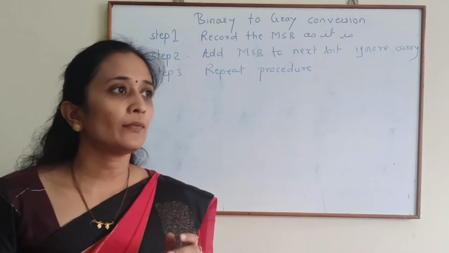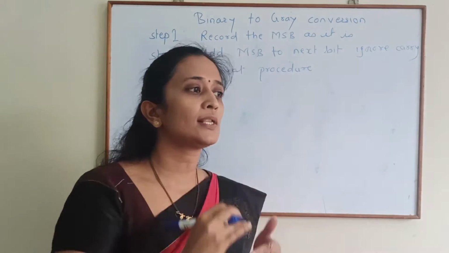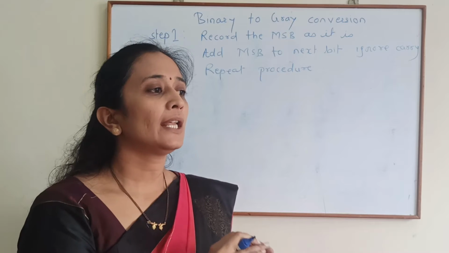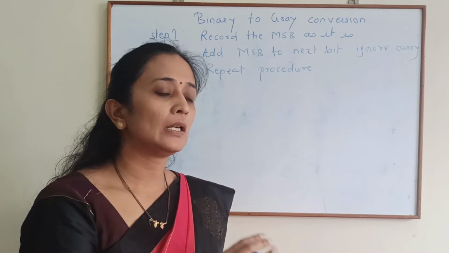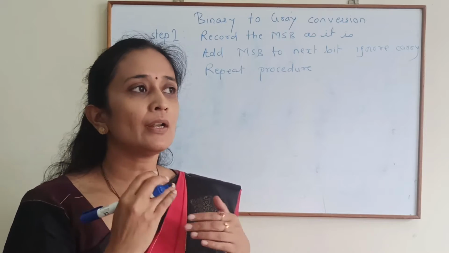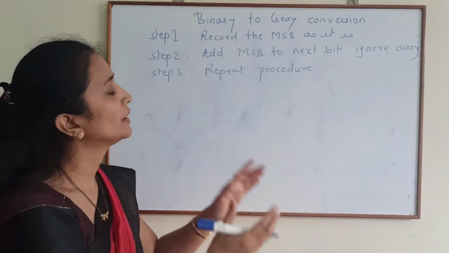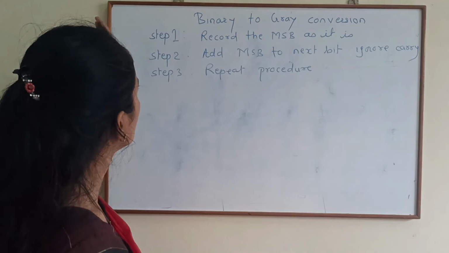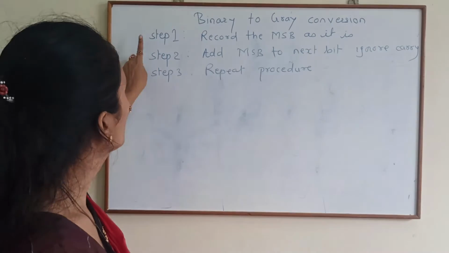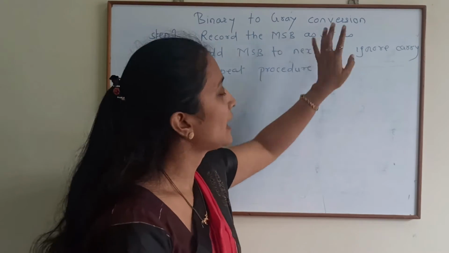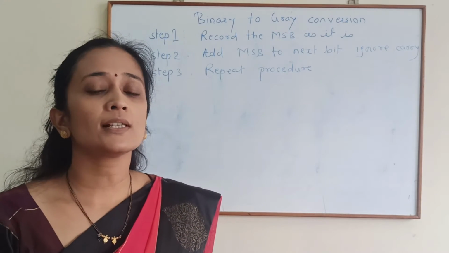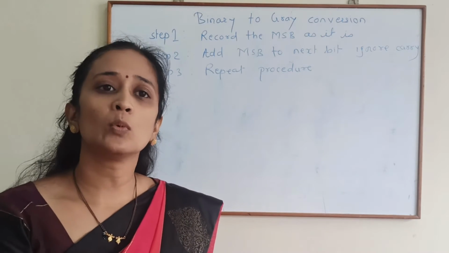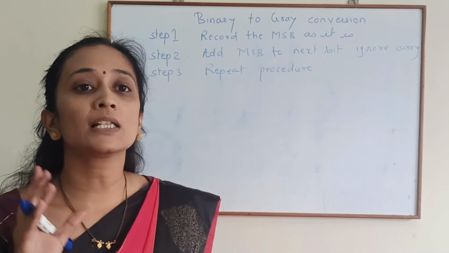Now we have seen the table from 0 to 6 with decimal number, binary number and Gray number. You can take any number in the form of binary. Then how do we convert any binary number into its Gray equivalent? There is an algorithm of 3 steps. In this algorithm, the first step is to record the MSB as it is. What is MSB? Most significant bit. There are two concepts, MSB and LSB. MSB is the most significant bit and LSB is the least significant bit.